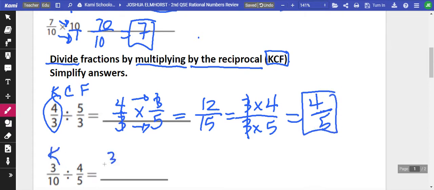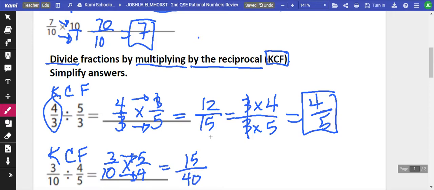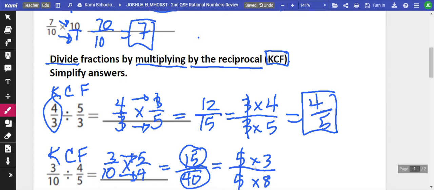Keep it. So we got 3/10. Change to multiplication, and then flip the second fraction over. So 3 times 5 is 15, and 10 times 4 is 40. So looks like 5 times 3. 5 times 3 equals 15, and then 5 times 8 equals 40. Take out the factor of 5, and you are left with 3/8.